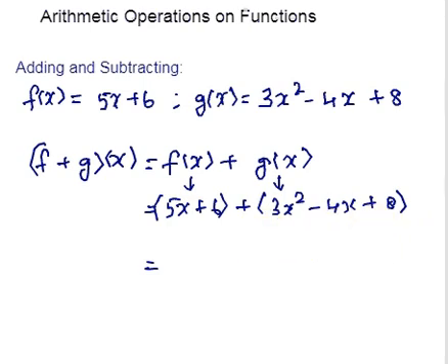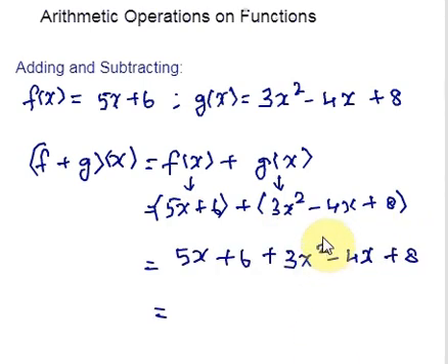Let's start with the x squared term. We have only one x squared term, so 3x squared. Look at the x terms. We have two x terms, 5x minus 4x. So 5 minus 4 is 1, so 1x and x are both the same. Now combine the constants. 6 plus 8 would be 14. That's it for this example.